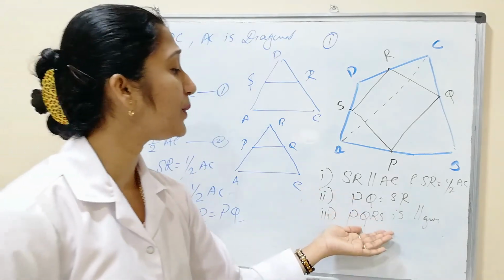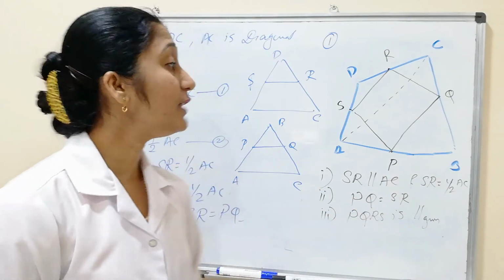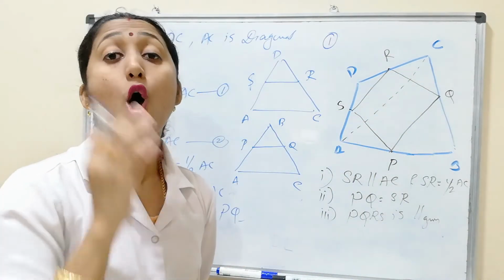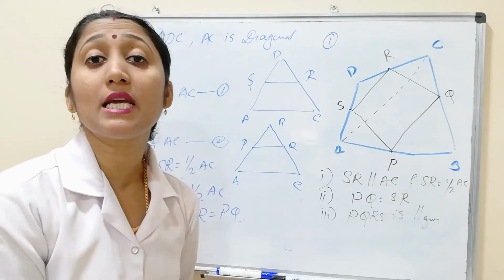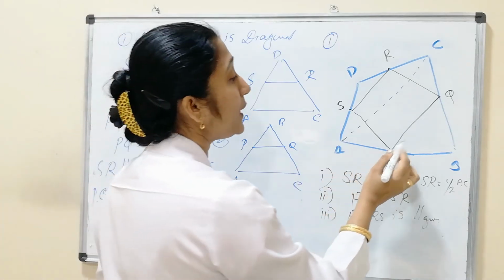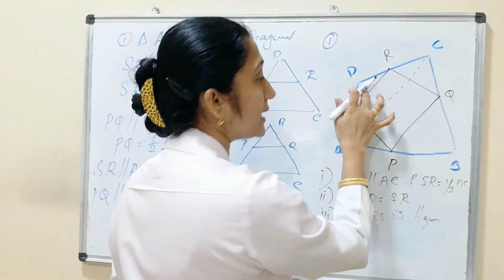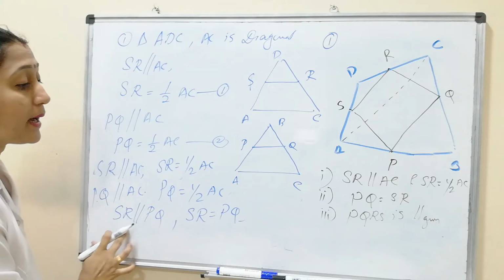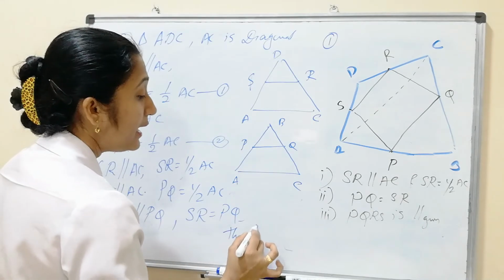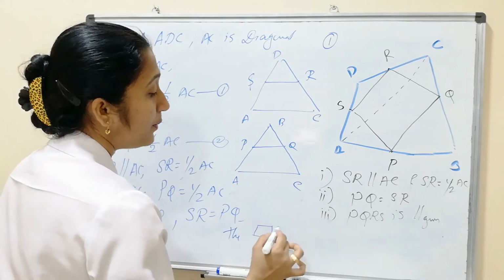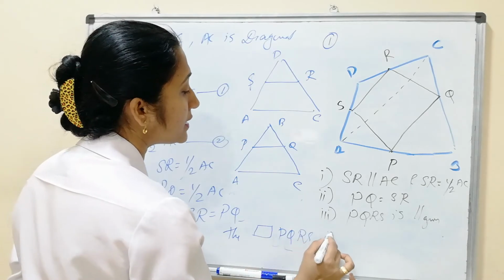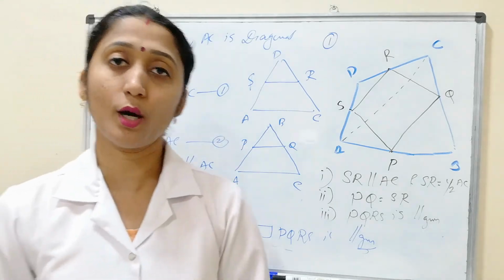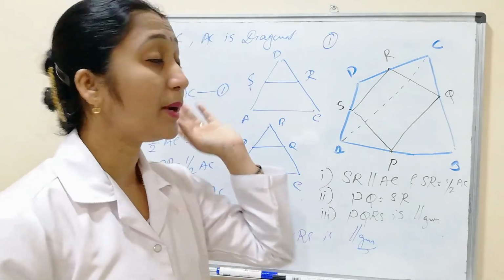Next, we want to prove PQRS is a parallelogram. To prove PQRS is a parallelogram, we want to prove the opposite sides are equal and parallel. So listen, PQ and SR are opposite sides. Is it clear? PQ and SR, the opposite sides, are equal and parallel. Then we can write it as a parallelogram. That is, PQRS is a parallelogram. It is very easy and simple. Got it?